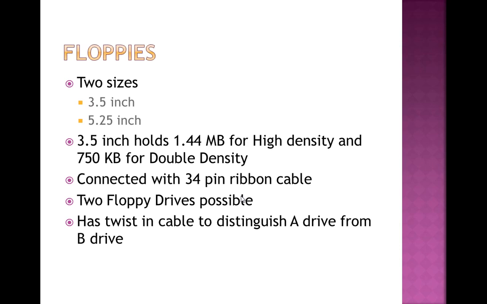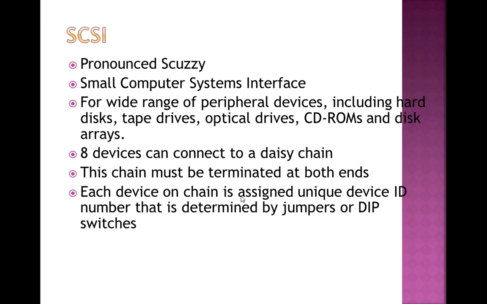Then it is connected with a 34-pin ribbon cable. It is possible to use 2 floppy drives. There is a twist in the cable to differentiate the A drive from the B drive, so when we use 2 floppy drives, they can be distinguished by the twist.